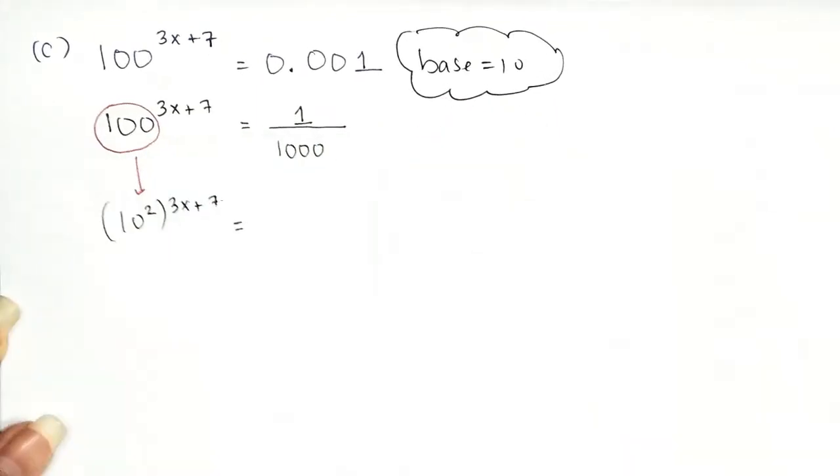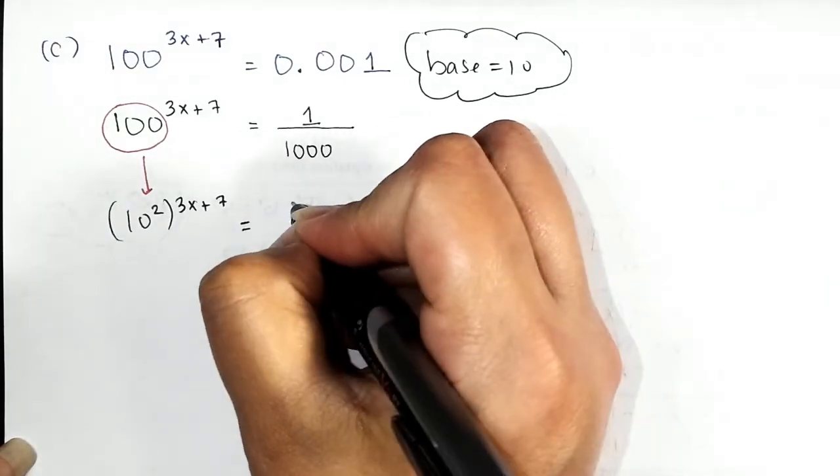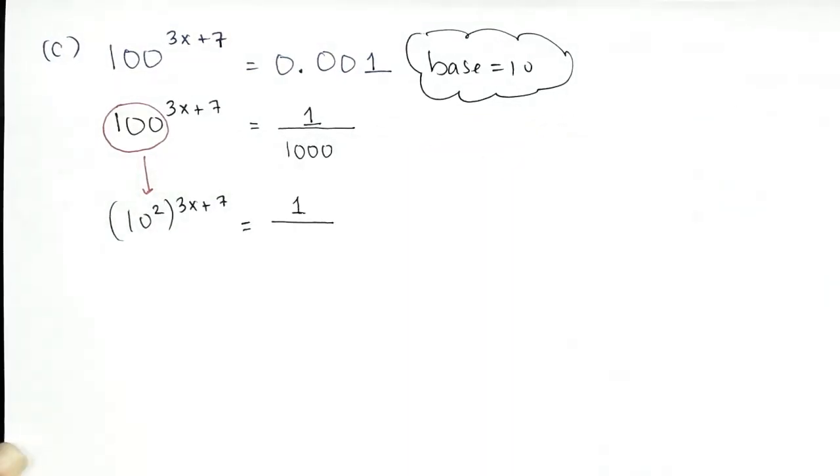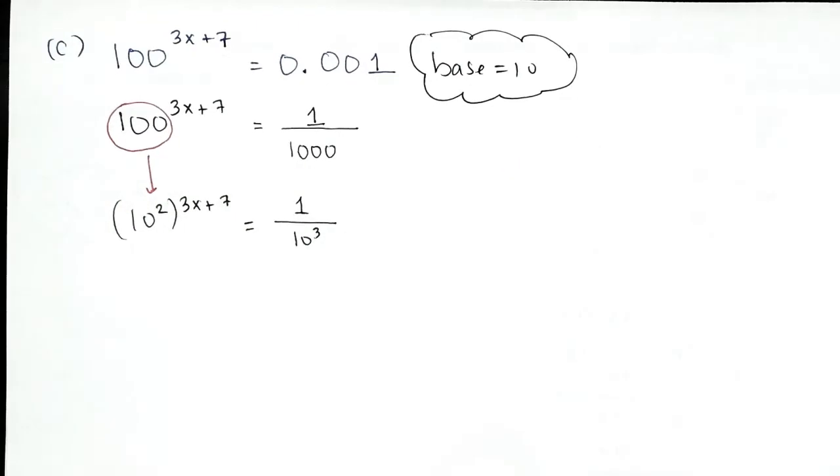Now, am I having a moment because of the fraction? I sure am. But you know what? We're just going to take this one step at a time. So we have 1 over 1,000, which in terms of a power of 10 is the same as 10 to the third power. So we have 10s on the left and right, but it's not quite base 10.